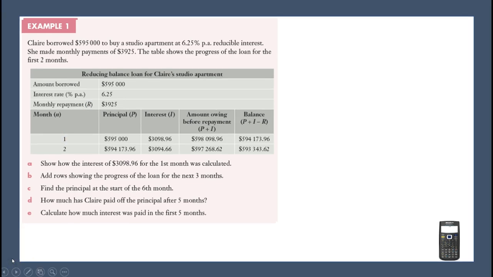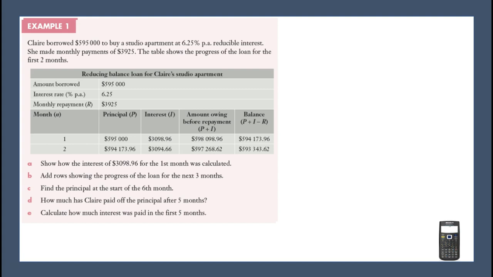So let's have a look at this example. Claire borrowed $595,000 to buy a studio apartment at 6.25% per annum reducible interest. She made monthly repayments of $3,925. The table shows the progress of the loan for the first 2 months.